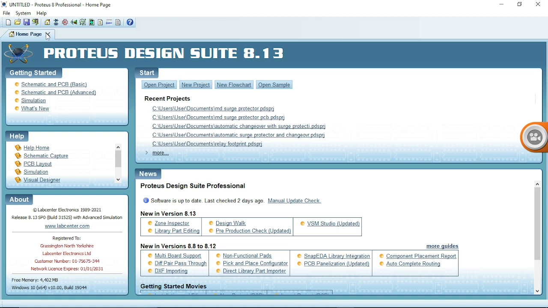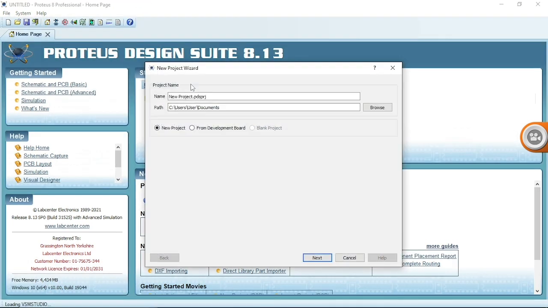This is the Proteus interface. I'm using Proteus 8.13, and when you open it, this is what it gives you. Here in the interface, I have many things on the screen, and I'm going to be creating a project. It's loading, give me some seconds. Not responding. Okay, so here we have a new project.